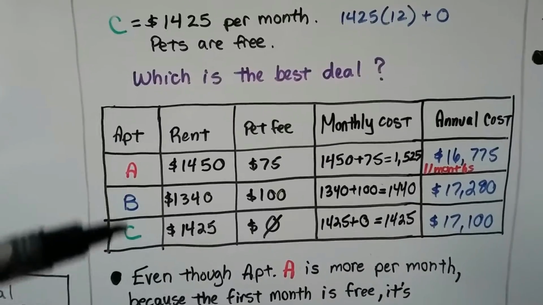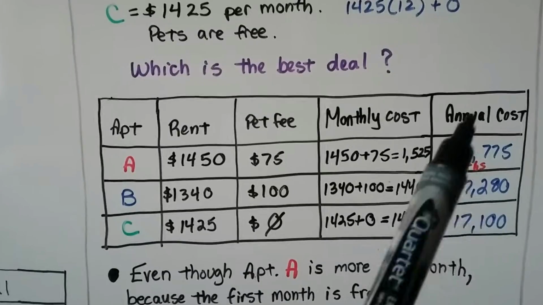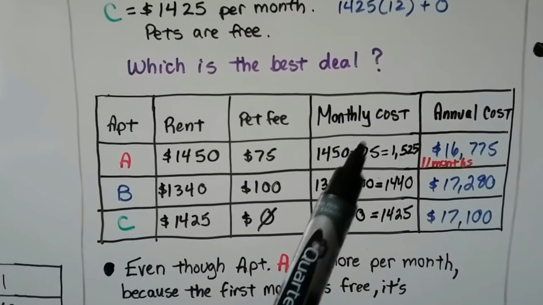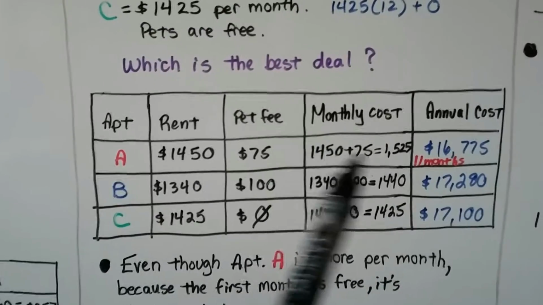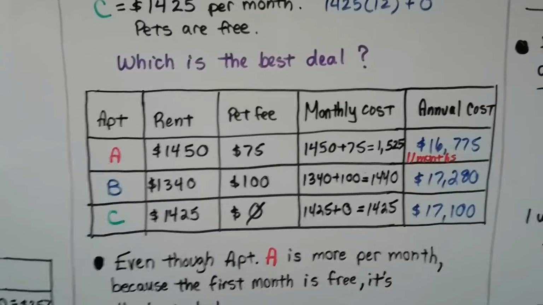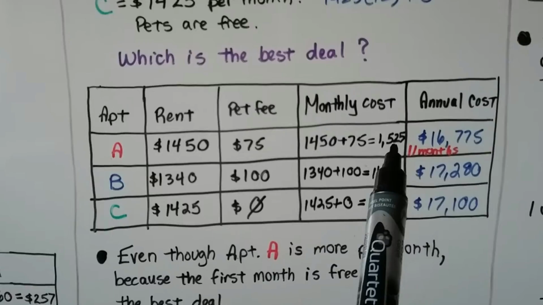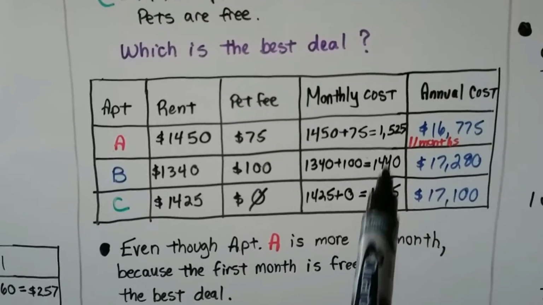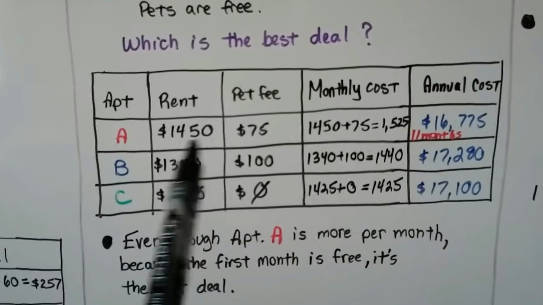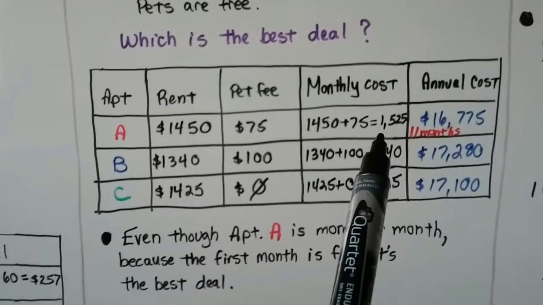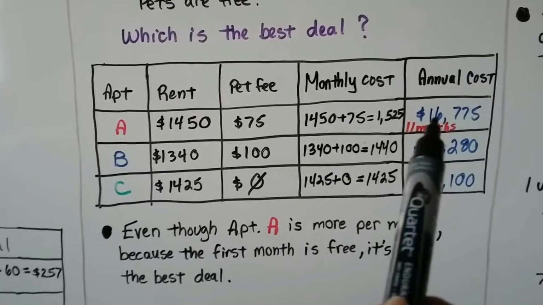We have apartment A, B, and C, the rents, the pet fee, and the monthly cost, and then we put an annual cost because that's going to help figure out that this is not 12 months for apartment A, it's only 11 months. When we do our math, we see that the monthly cost is $1,525 a month. So that seems like a lot compared to these other ones. But when you consider that 1 month is free, you're getting $1,525 for free, taken off of the annual rent because it's only 11 months.